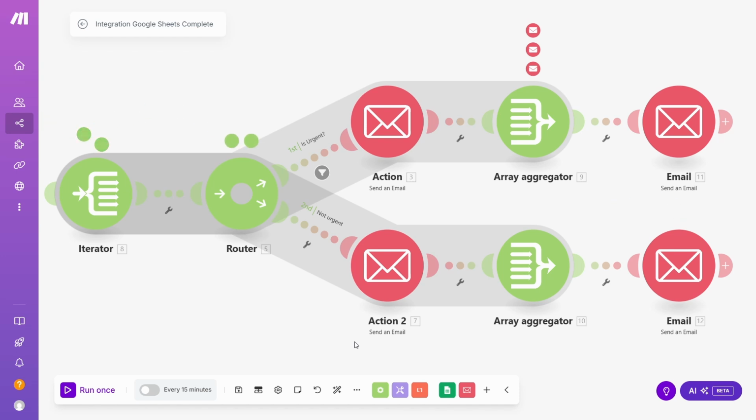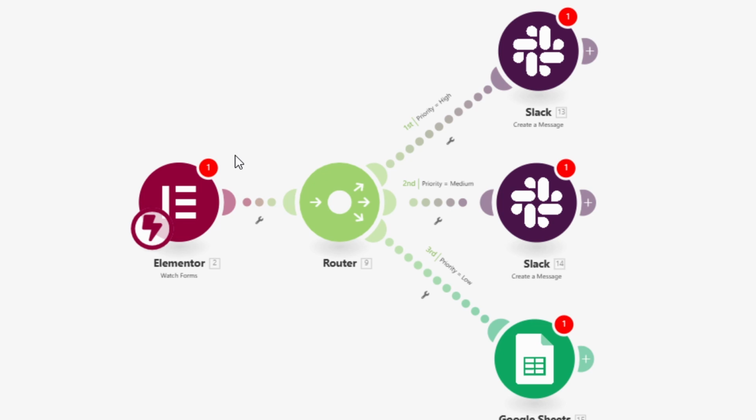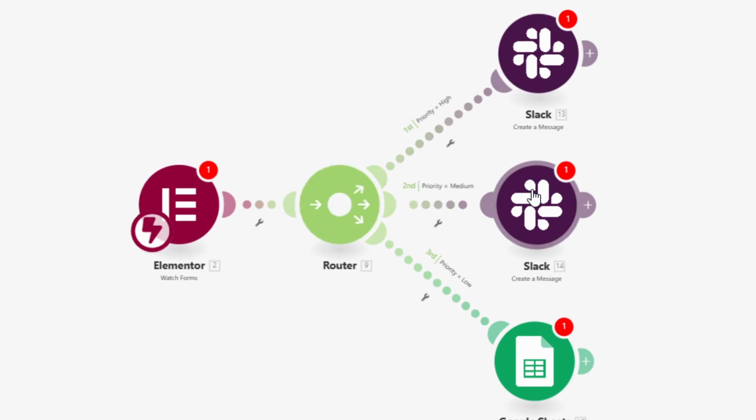So routers help you split the path based on conditions, and aggregators help you combine results back together. Let's see how this works with a practical example. Imagine you receive customer inquiries through a form on your website. Some are urgent high priority, some are standard medium priority, and others are low priority. You want Make to automatically sort these and take different actions for each.